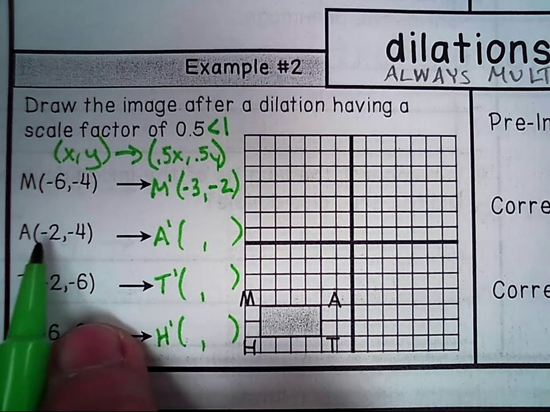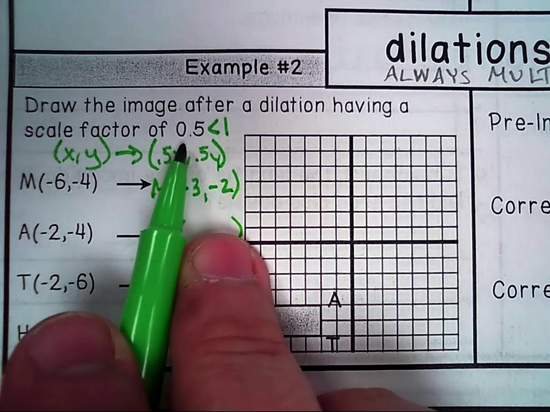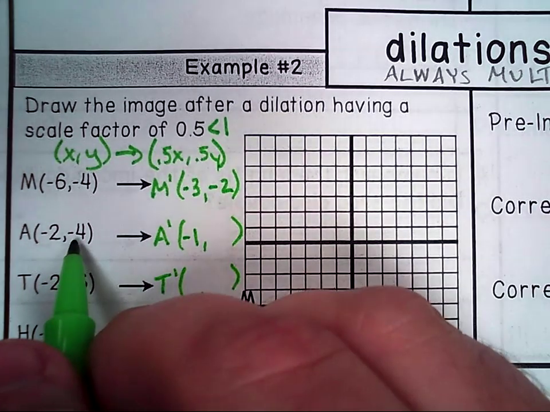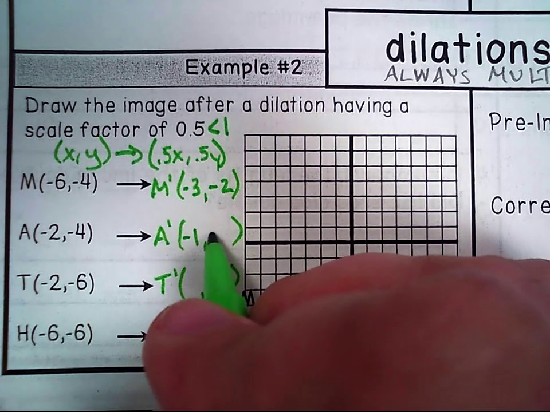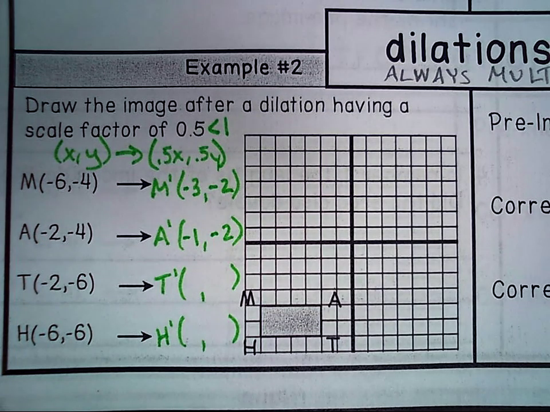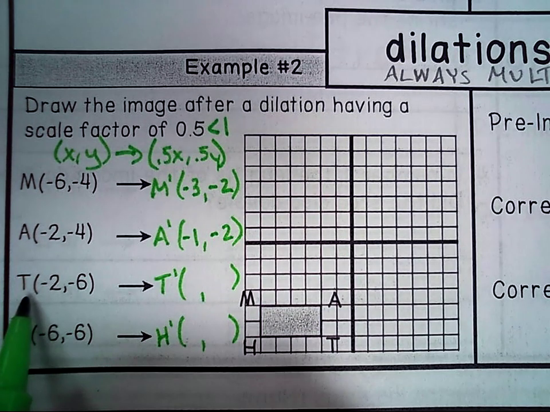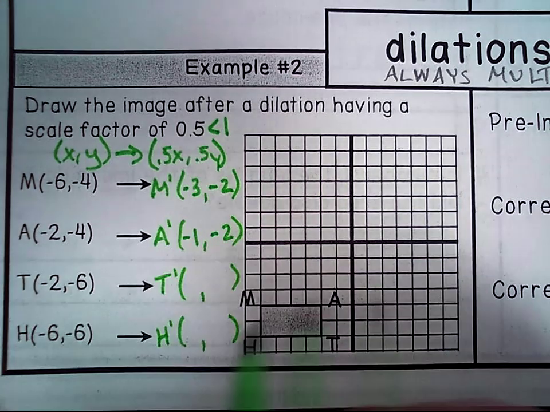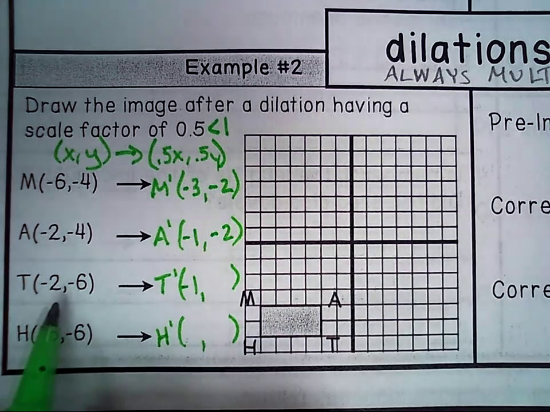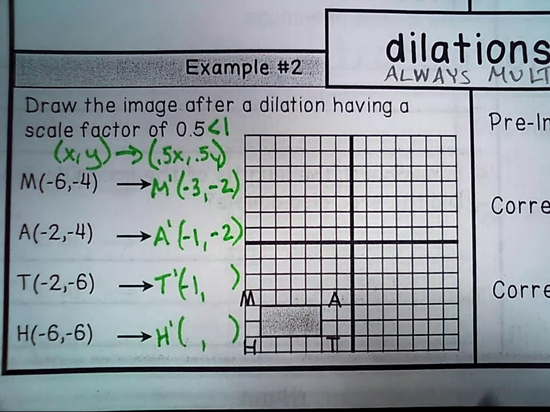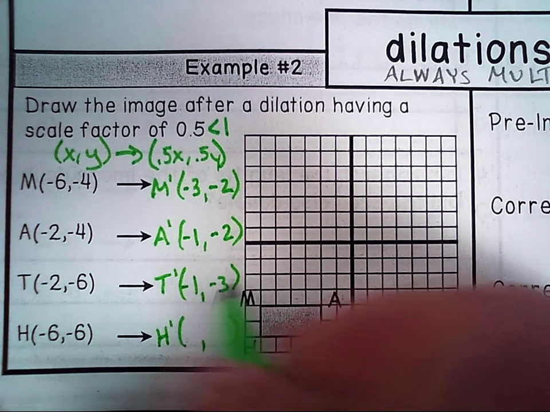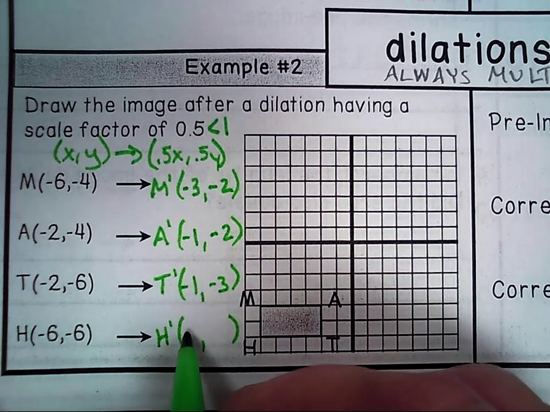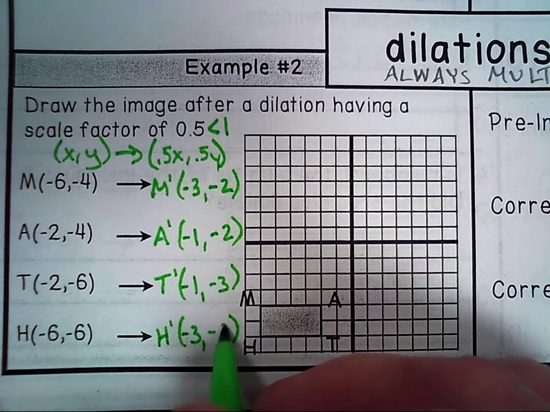Now let's go to A prime. I'm going to take negative 2 times 0.5, which gives me a negative 1. And do the same thing with a negative 4 times 0.5, which gives me a negative 2. Now T to T prime is negative 2 times 0.5, which is negative 1, and negative 6 times 0.5, which gives me a negative 3. And finally, H: 0.5 times negative 6 is the same on both, so it's negative 3 and negative 3.